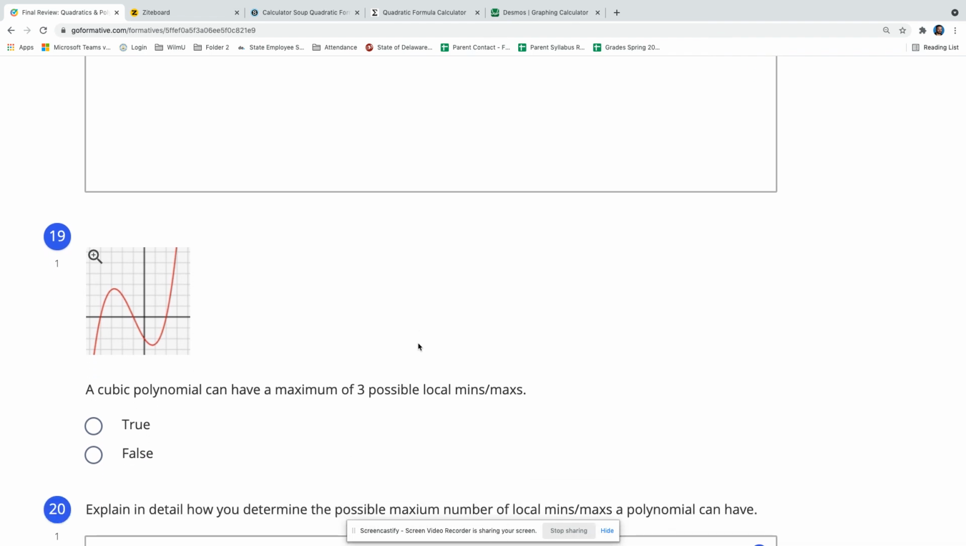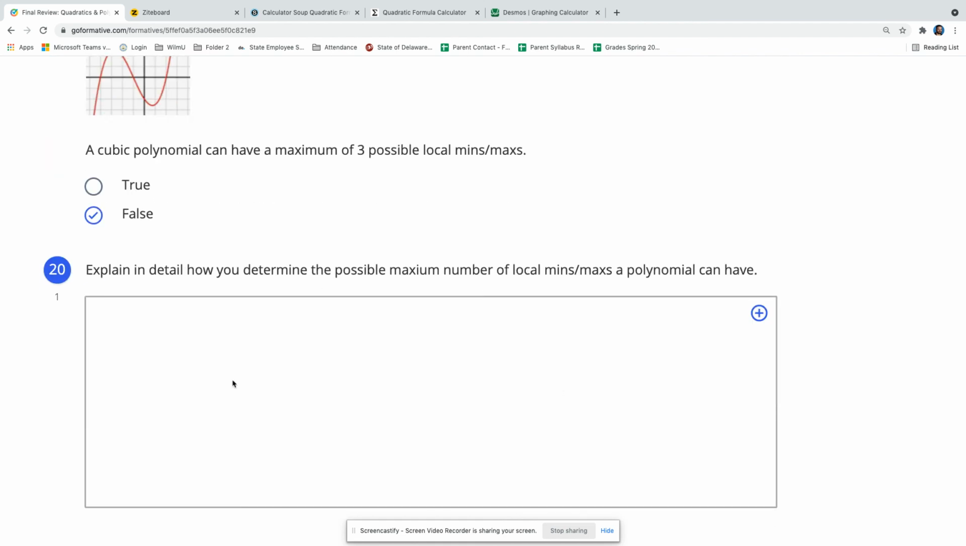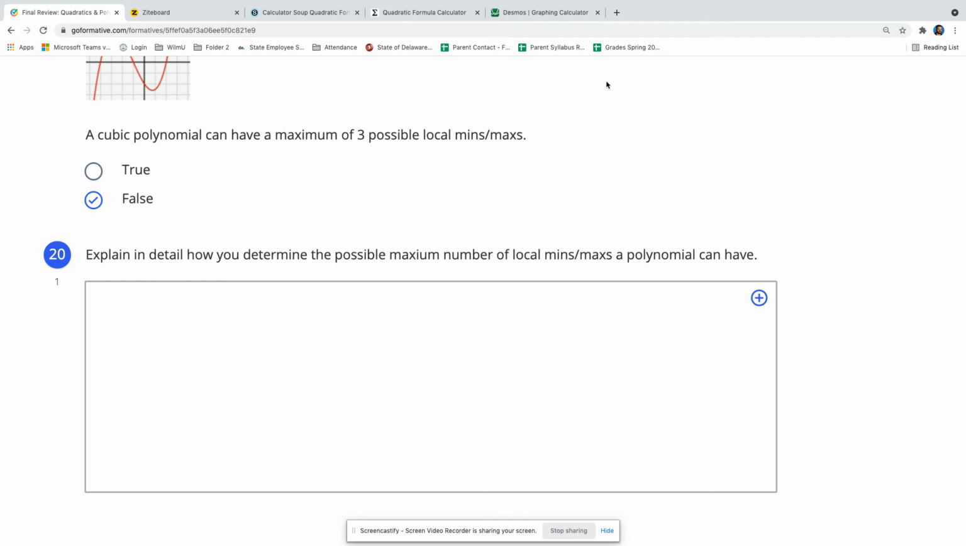Okay, and then I know I mentioned this earlier, but I'll just hit it again. This is a cubic function. The one that we're looking at has 2 mins and maxes, and that's all that's possible. So it's always going to be 1 less than the degree. Cubic polynomial has degree 3, so that would mean that the most possible it can have is 2. So we'll say false. And then you can take a look, once again, it's right here. The maximum number of local mins and maxes is always going to be 1 less than the degree.